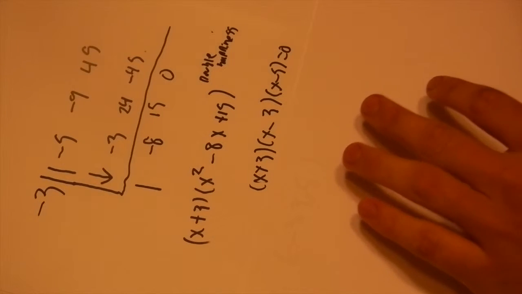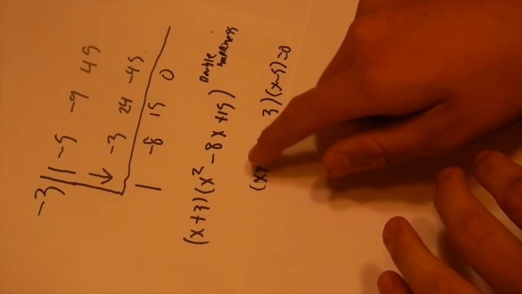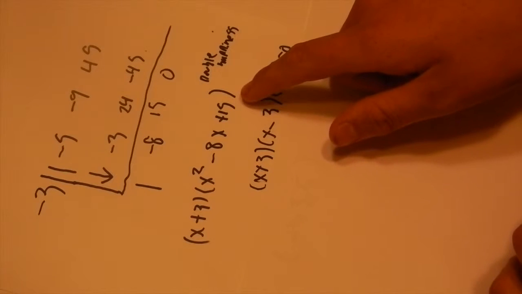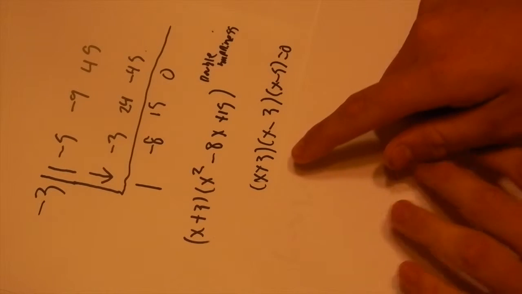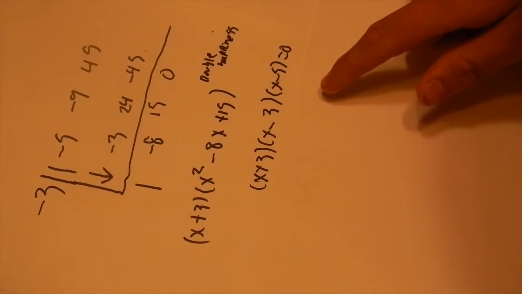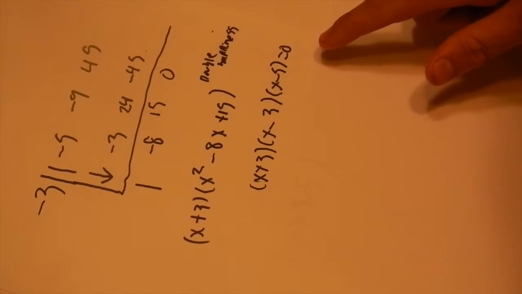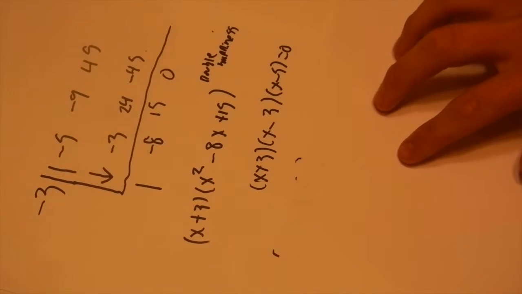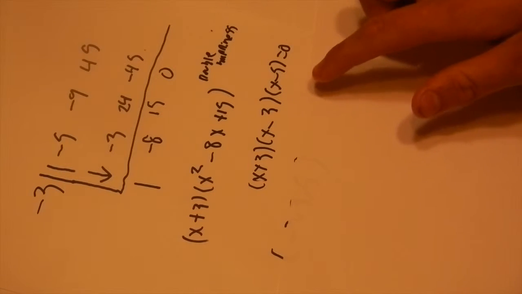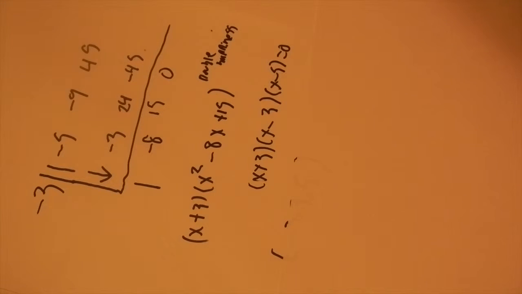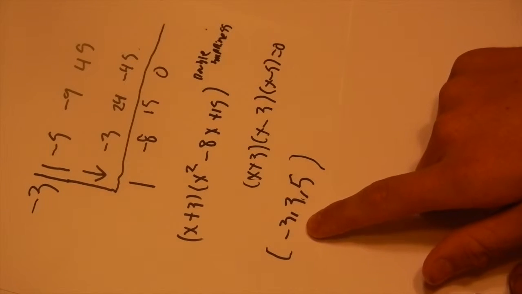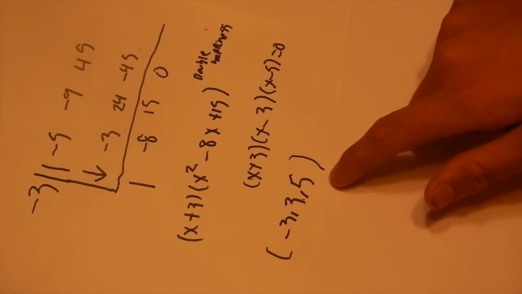With that, you pull out x and x from here, and then you pull out 3 and 5 from here, and then you write it in this form: (x plus 3) times (x minus 3) times (x minus 5) equals 0. Those are the solutions: x equals negative 3, x equals 3, x equals 5. Thanks.